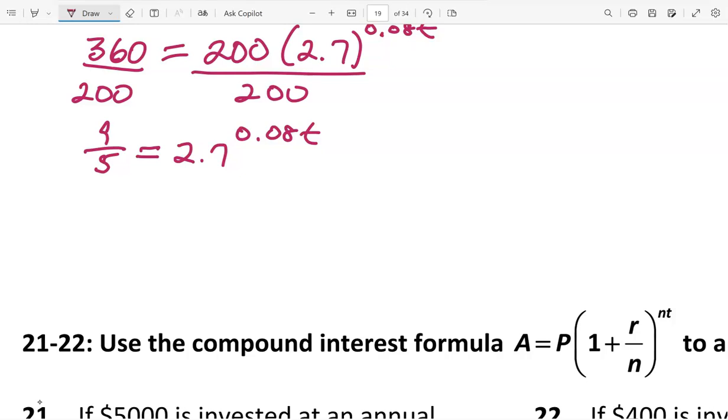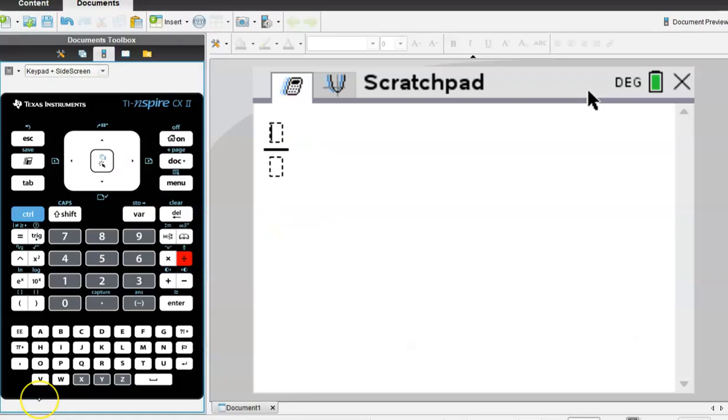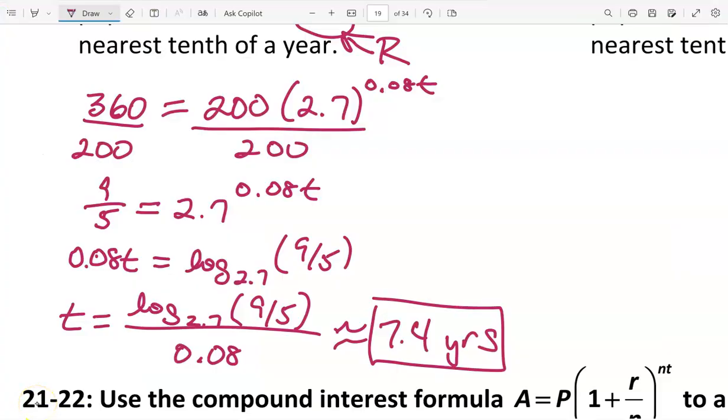Now we can solve for the exponent by rewriting in a logarithmic form. So the exponent, 0.08t, is equal to the log base 2.7 of 9/5. Dividing by 0.08, we get log base 2.7 of 9/5 divided by 0.08. And we can start with control divide for a fraction. And the numerator is the log base 2.7 of 9/5. And then we're dividing by 0.08, which gives us 7.4 years, rounded to the nearest tenth of a year.